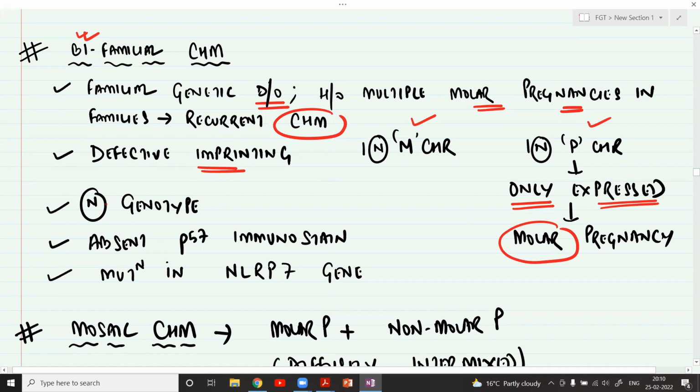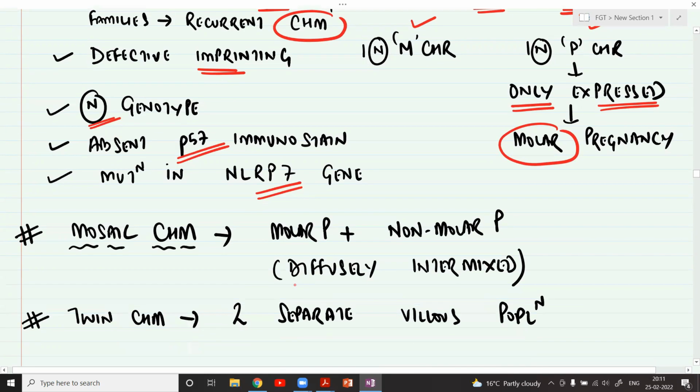The genotype of this individual is completely normal. There is no problem whatsoever with the genotype. Again, over here, because maternal chromosomes are not expressed, you will have absent P57 immunostain. And this disorder is characterized by mutation in the NLRP7 gene.